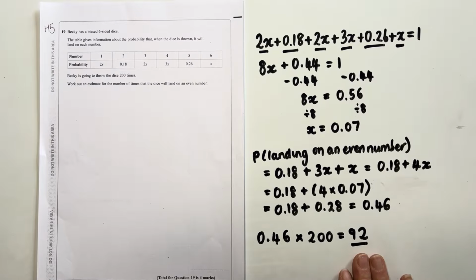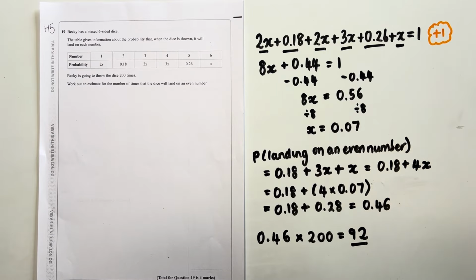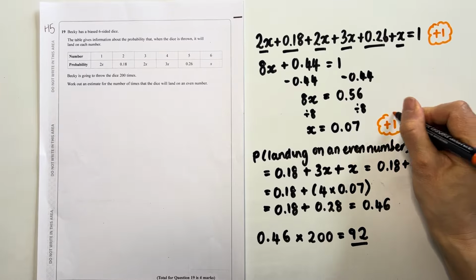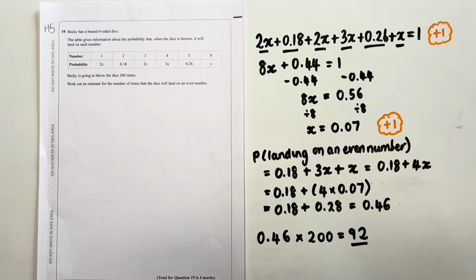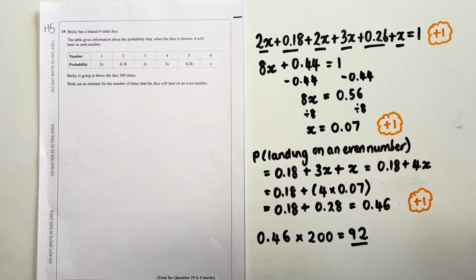Now, if you get the answer of 92, then you score the 4 marks. Otherwise, if you've done some of the working out but not reached 92, you might be able to get some points. So the first point is for adding all of your probabilities up and showing that they add up to a total of 1. The next point is for simplifying and rearranging to find that x is equal to 0.07. The third point is for finding out the probability of landing on an even number is 0.46.